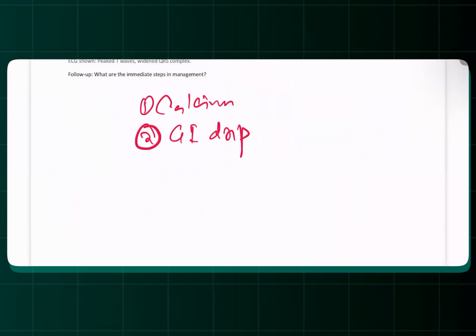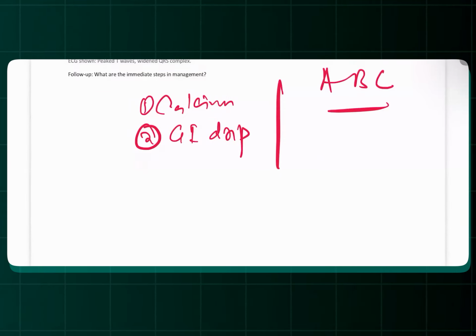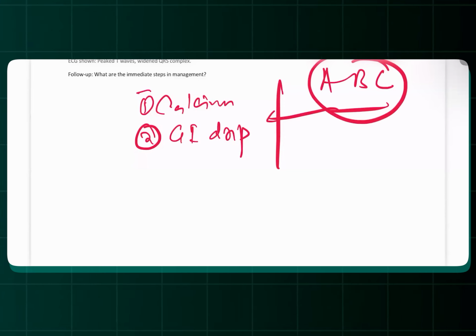Sir, first we will manage airway, breathing, circulation. After that, we give anti-hyperkalemic measures and shift the patient for temporary pacing. Okay. So once ABC is done, we go for IV calcium. I will ask rationale for everything.